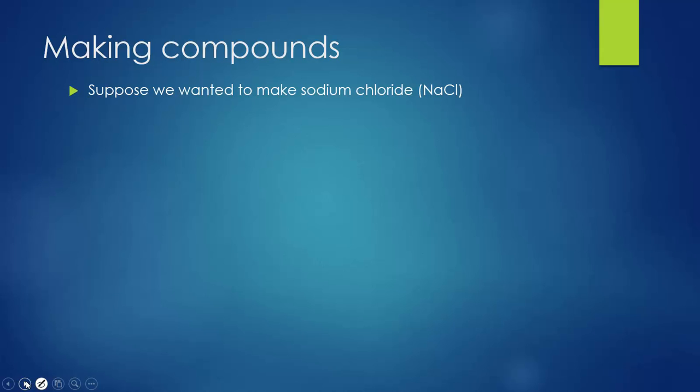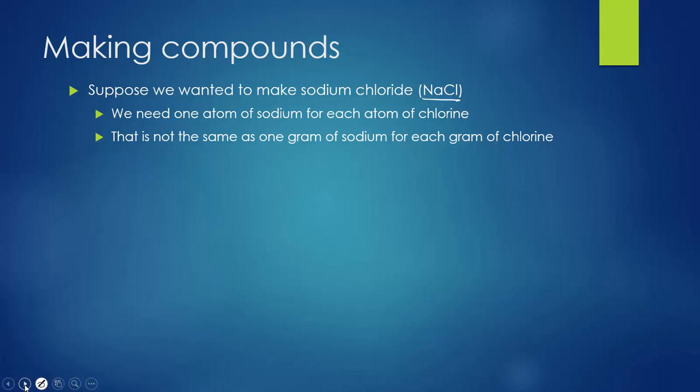Now, when we have compounds, we have to deal with this a little bit differently, but let's think about why we count atoms in the first place. If we want to make the compound sodium chloride, which is just table salt, we need 1 atom of sodium for every single atom of chlorine. That's not the same as 1 gram of sodium for 1 gram of chlorine. Remember, gram is the amount of matter. And since sodium atoms are smaller, 1 gram of them is going to have more atoms than 1 gram of chlorine.